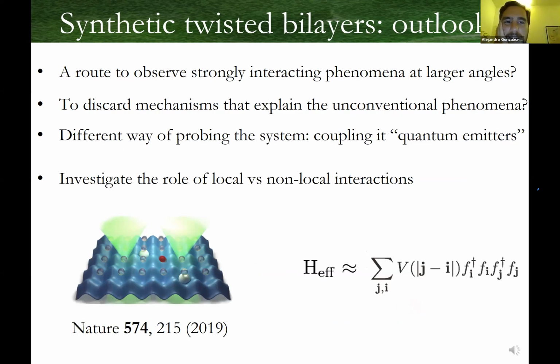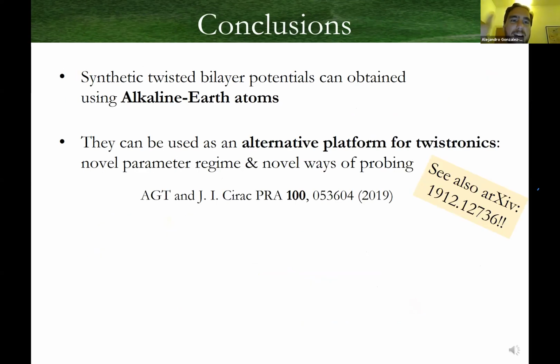Okay, so I think it's almost the time. Just to say that these synthetic twisted bilayers can be obtained using these state-dependent traps with alkaline earth atoms. I think that they can be a complementary platform to study twistronics, maybe providing access to a novel parameter regime and novel ways of probing.